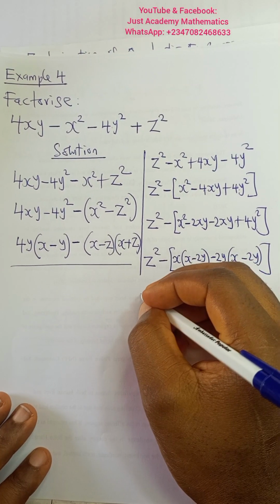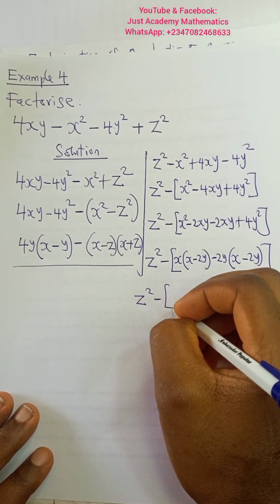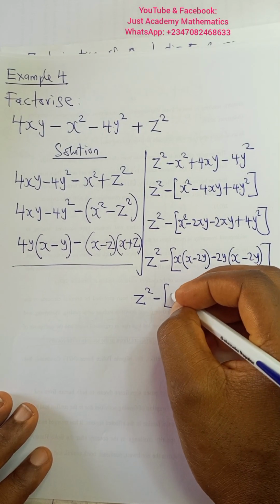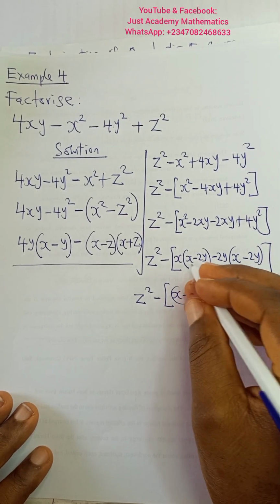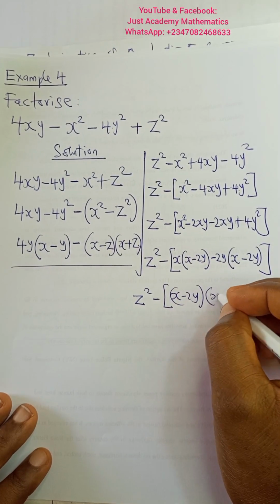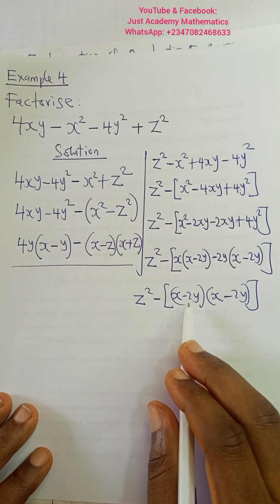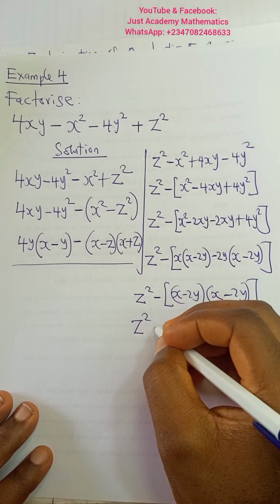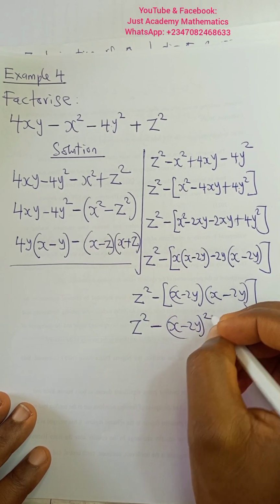In other words, we are saying that z square minus, what is common? Factorize the common bracket out. You have x minus 2y. If you bring it out, what will remain? It will remain here x, and here minus 2y. So notice that this and this is the same. That is perfect square. That means z square minus (x minus 2y) square.